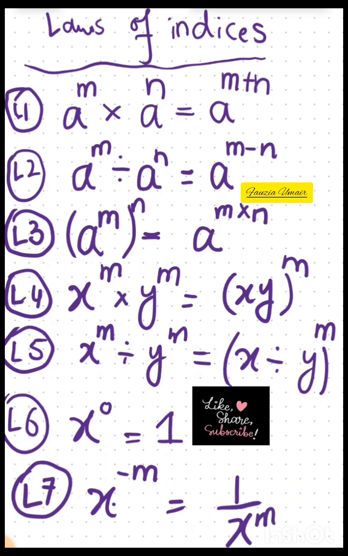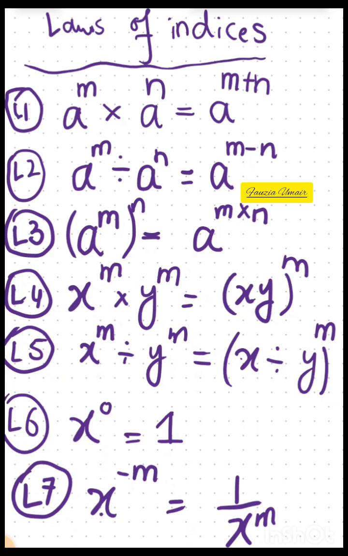Now you need to remember this, that when there is a negative power, you need to take the reciprocal of the base and the power automatically will be positive. So these are the first 7 laws, or the 7 laws of indices which we apply in algebra at different levels.